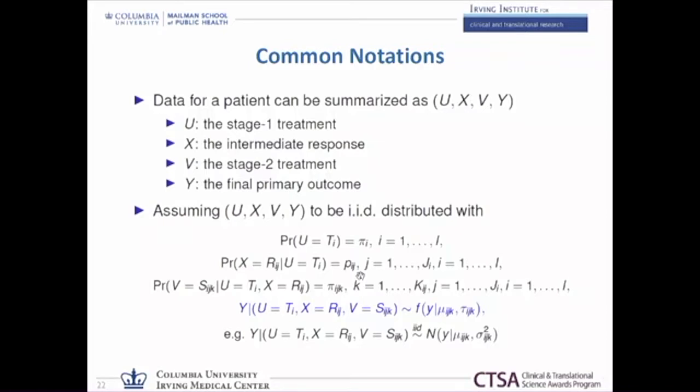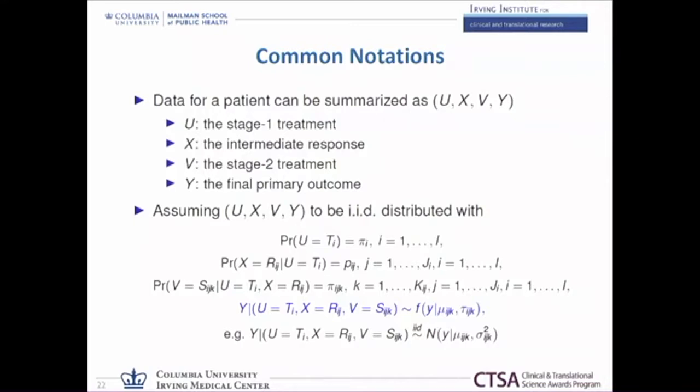Pij is the intermediate response rate corresponding to Rij, given the patient received Ti at stage 1. And pi ijk is the stage 2 randomization probability corresponding to a patient receiving Sijk at stage 2, given the patient received Ti at stage 1 and had an intermediate response Rij. Finally, we assume Y, the primary outcome of interest, given a history of Ti, Rij, Sijk, follows a distribution with mu ijk being the parameter of interest and tau ijk being the nuisance parameter.